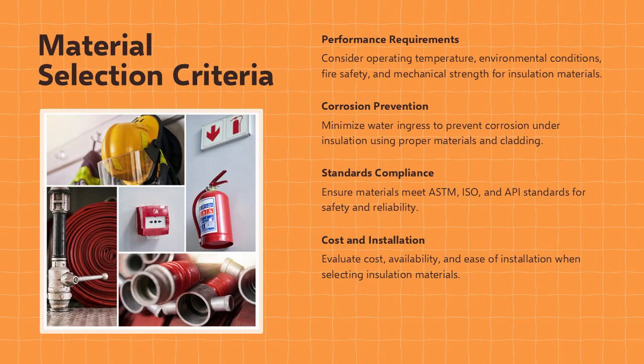Selecting insulation materials requires consideration of operating temperature, environmental conditions, fire safety, mechanical strength, and resistance to moisture. Corrosion under insulation, or CUI, is a major concern, so materials and cladding systems must minimize water ingress. Compliance with standards such as ASTM, ISO, and API ensures reliability and safety. Cost, availability, and ease of installation also influence material choice.